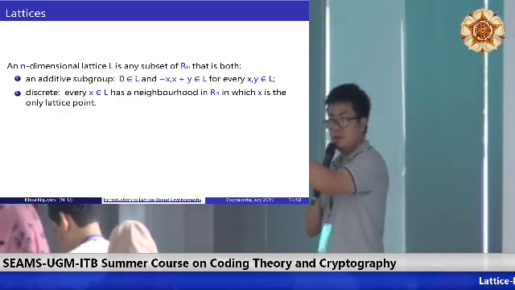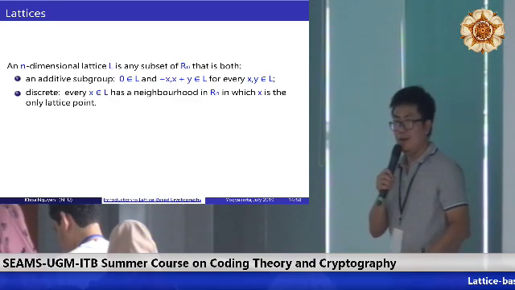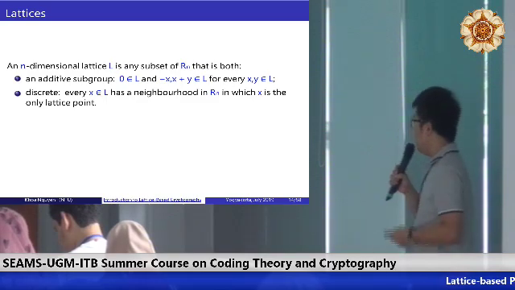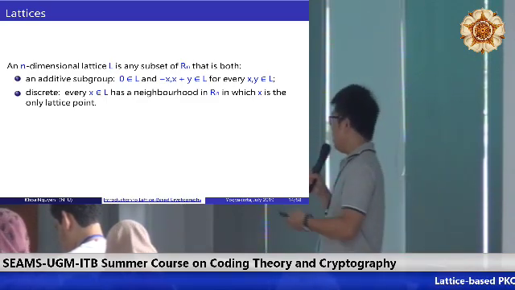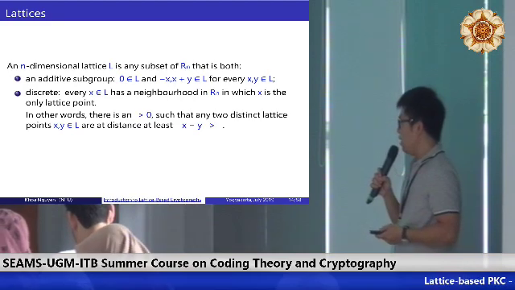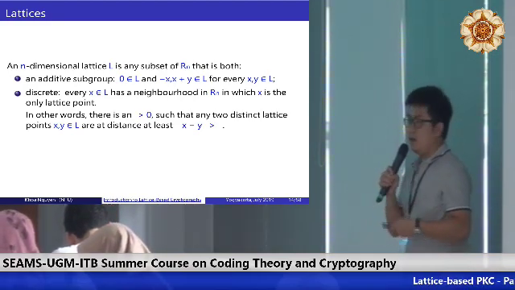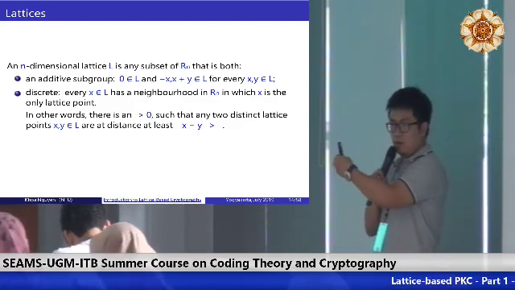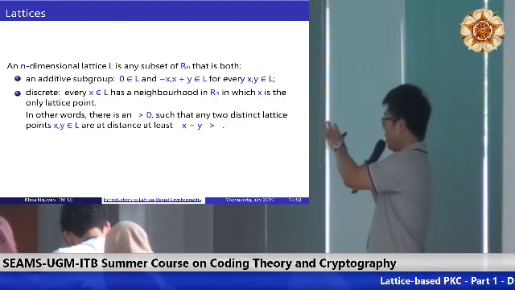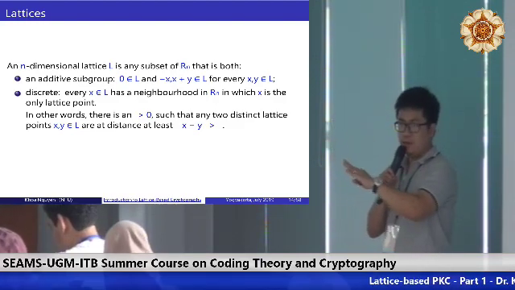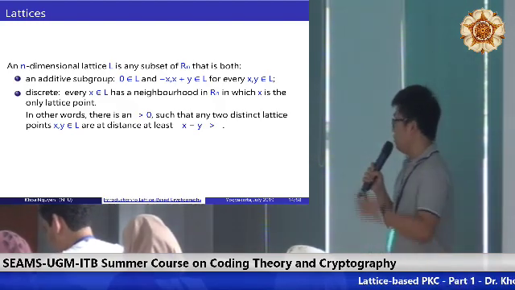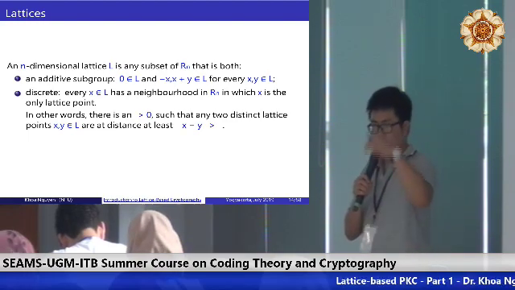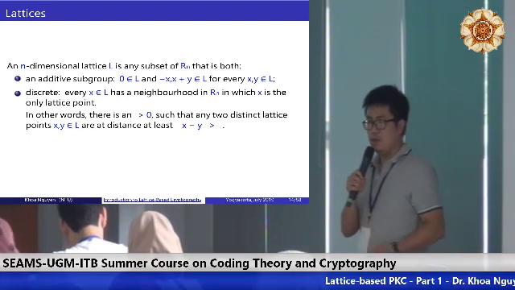It's not continuous in the sense of calculus, right? So there is a positive epsilon such that any two distinct lattice points x and y are at distance at least epsilon. There exists some epsilon such that if we take any two lattice points, then their distance must be bigger than epsilon. So it means that the set that we are working on is discrete, it's not continuous.